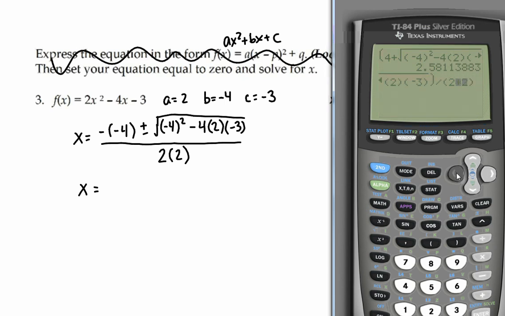Okay, so negative 4 squared has to be in brackets. Negative 4 times 2 times negative 3. Close the bracket for the numerator. Now, if you have the type of calculator where you don't push the arrow and you just use all these brackets, you would have to close a bracket for your square root and then also close the bracket for the numerator. Okay, now, who's not getting 2.58?